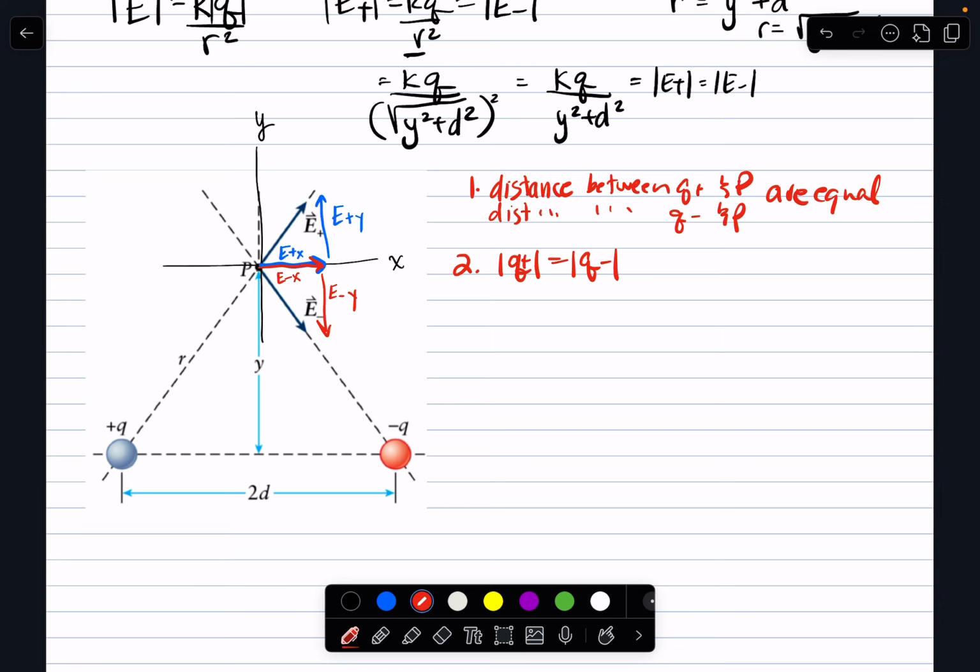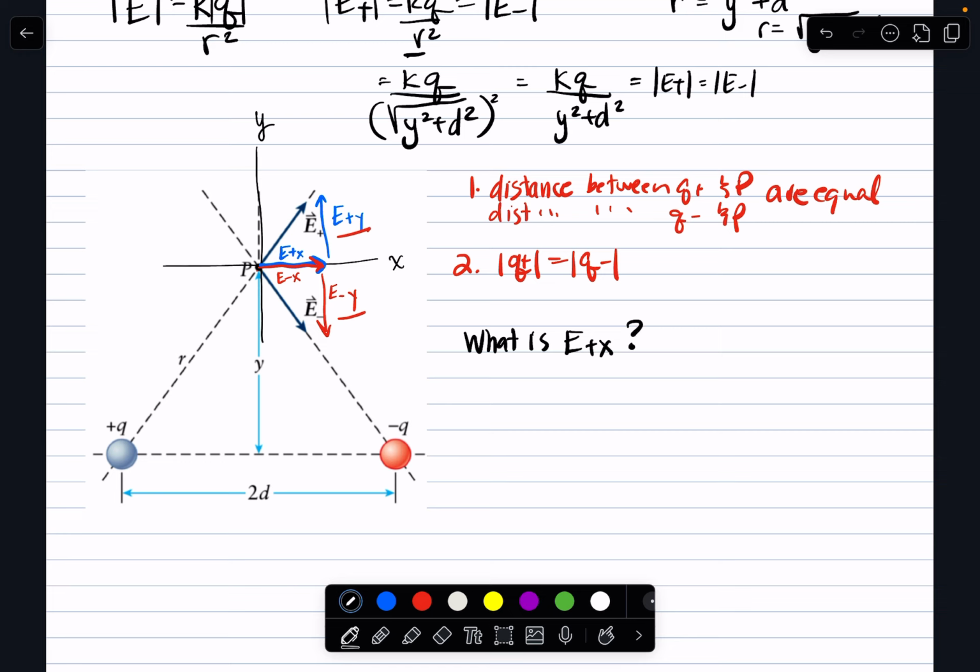So we can actually look at this picture and do the math in our head and say, guess what? E plus Y and E minus Y, they're going to add up to 0, so I'm not even going to worry about figuring them out, okay? Who cares? Let's save ourselves some time, right? So all we need to do is figure out what E plus X is and multiply that by 2. You see what I'm saying? So all we need to figure out is what is E plus X?